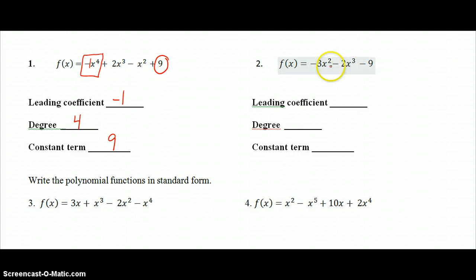In the next problem, our equation is not written in standard form, so we need to rewrite it. F of x equals -2x cubed minus 3x squared minus 9. So the leading coefficient would be right here in front of the highest degree, -2. Our degree is 3, and the constant term is -9.